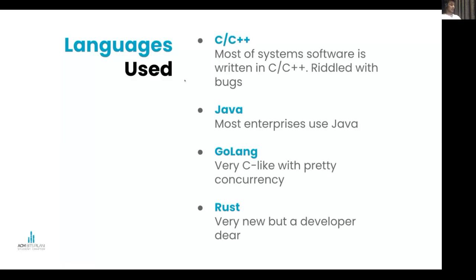So yeah, I thought about the design. I thought about the characteristics. I know what the common challenges are. What will I use to write my first piece of system software? The most popular language is C or C++. It has been in existence for the longest. It is very popular. It is almost everywhere.